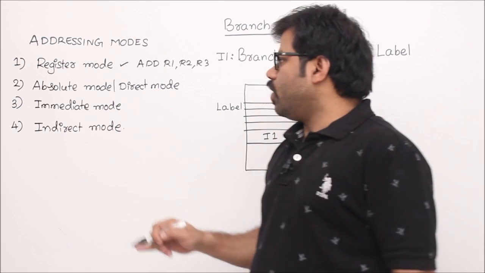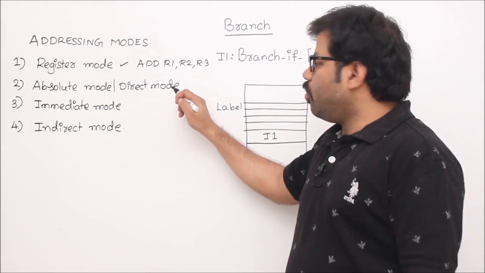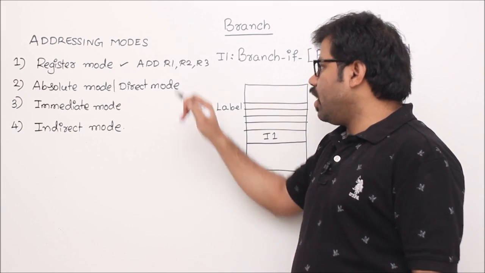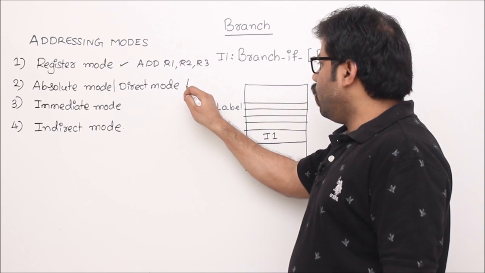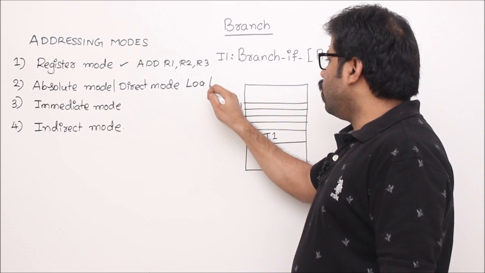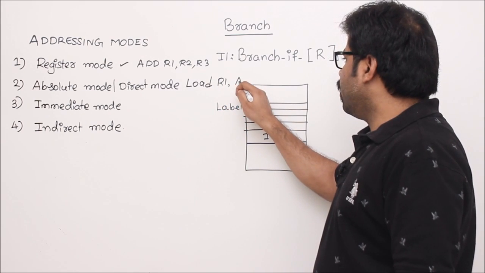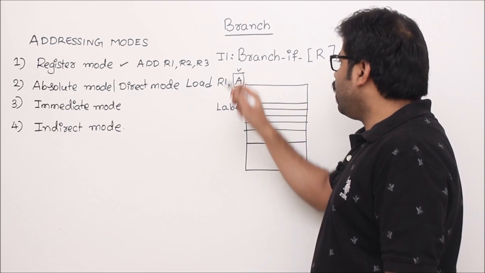Absolute mode or direct mode. In absolute mode or direct mode, one of the operands is directly a memory address. So if you specify one operand through a memory address, we say that that is absolute mode. Example, load or store. So load R1 with some memory location A. Here one operand is from memory.